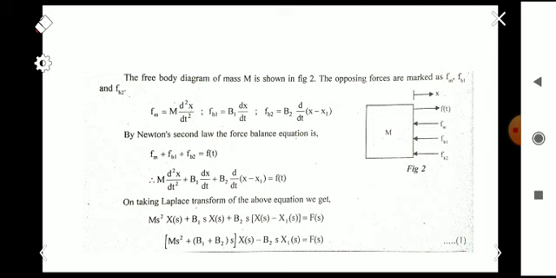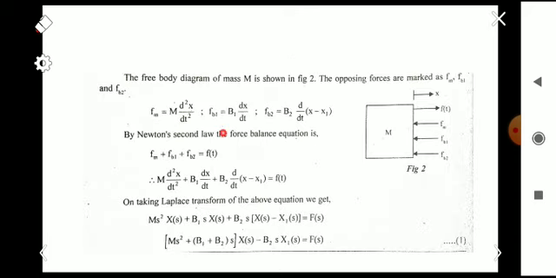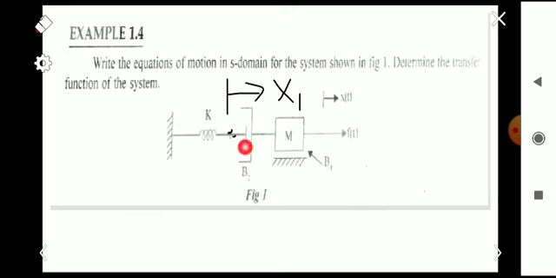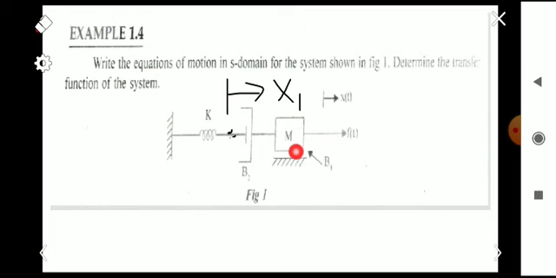We know that the equation for fm is m into d square x by dt square, because the displacement for this mass is x, and fb1 will be equal to b1 into dx by dt. fb2 is connected in between the two nodes, so we have to consider both displacements, that is x of t and x1 of t. So the equation will be b2 into d by dt of x minus x1. Since we are considering the mass m, we have to give priority to the displacement x first.